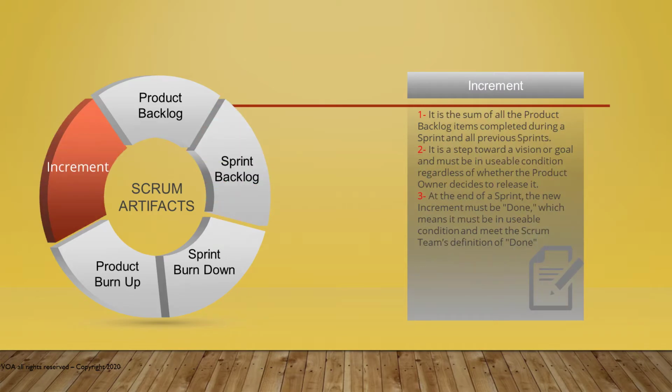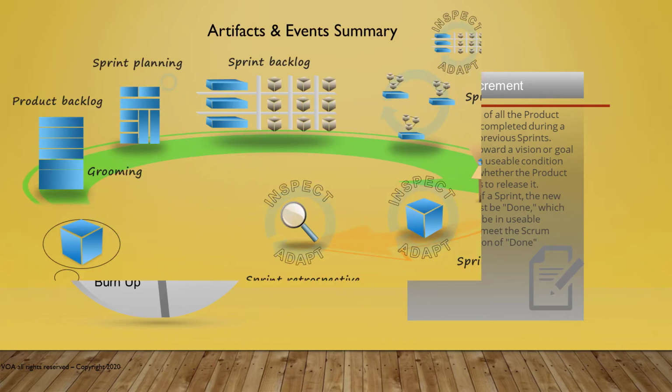The product increment usually comes as a result of a completed sprint or sprints. A completed increment is demoed during the sprint review meeting, but not all increments have to be demoed or deployed. As we come to the end of this chapter, I will briefly summarize the Scrum events and artifacts.